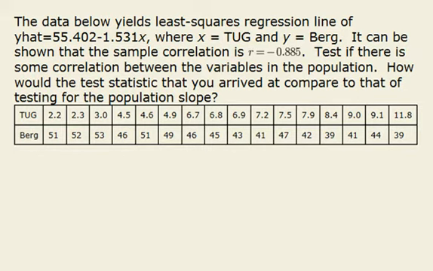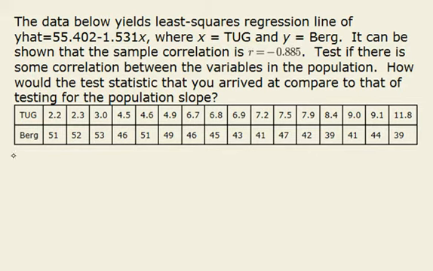What we want to find out is if there's some correlation between these variables in the population. So the R we're given is the sample correlation, and we want to know if we would still have a correlation if we were to look at the whole population from which this data was drawn. And then we want to know how that test statistic we get relates to what we got when we looked at a population slope.